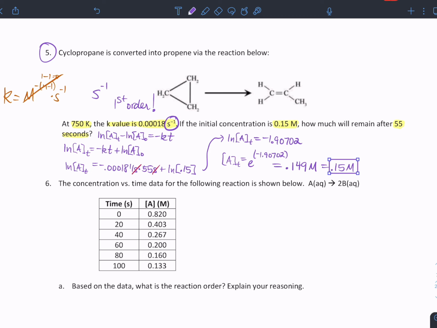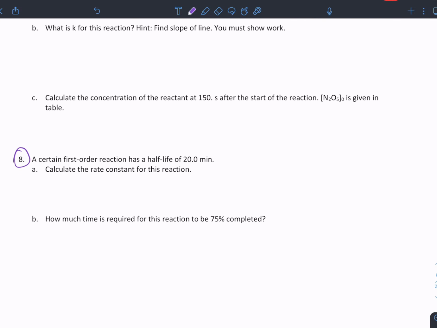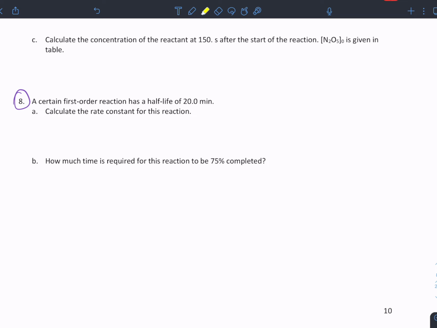Okay, going to do one more of these, and I'd like to do number 8. A certain first order reaction has a half-life of 20 minutes. We want to calculate the rate constant for this. We know from our equation sheet that T1 half for a first order reaction is going to be 0.693 divided by K. So if we're going to find our rate constant here, again, I like to do my algebra first. Rearrange that to give me 0.693 divided by my half-life.